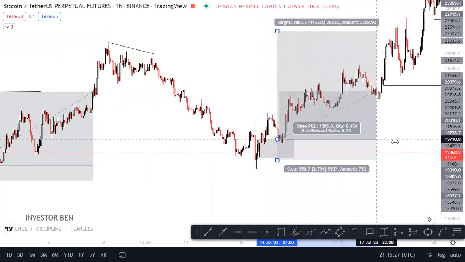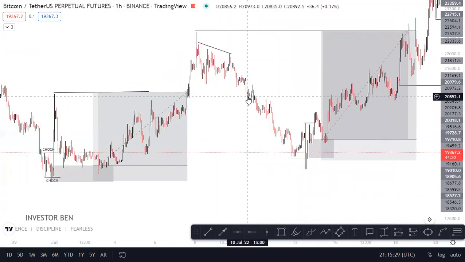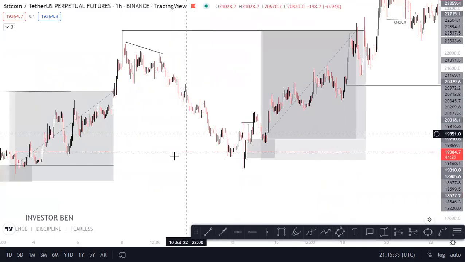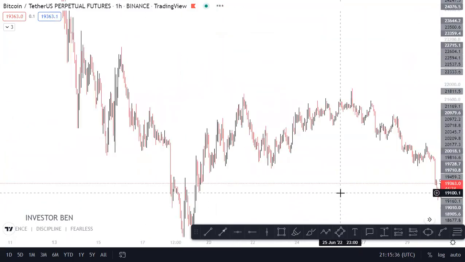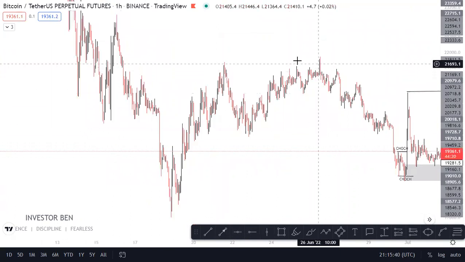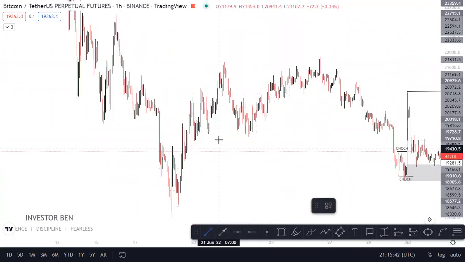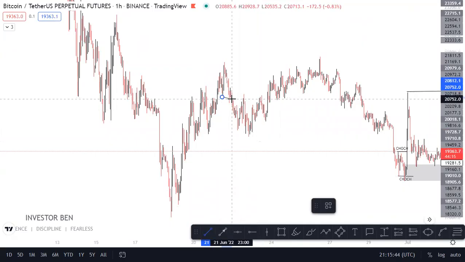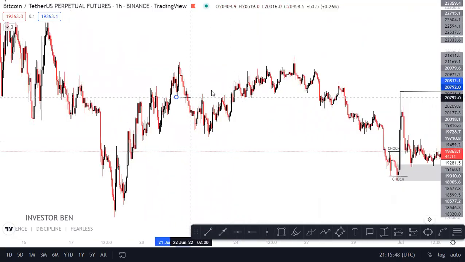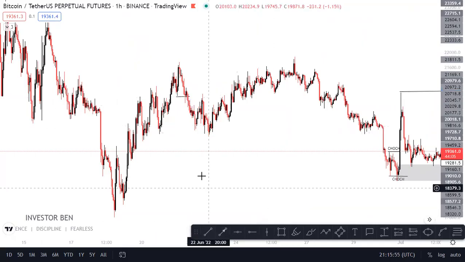So you could see the change of character formation, right? After the change of character has formed, what happened next? We had one here, right? But this is a bad one because price grabbed liquidity. So imagine if you don't give your SL space, right? Price will take you out. We had one here, right? Yeah, and we had another one.